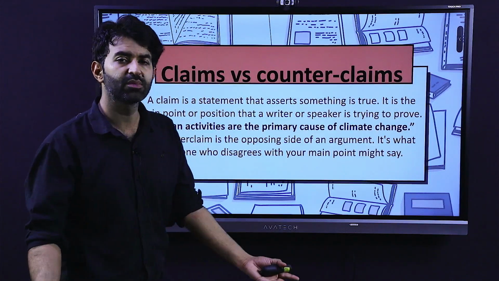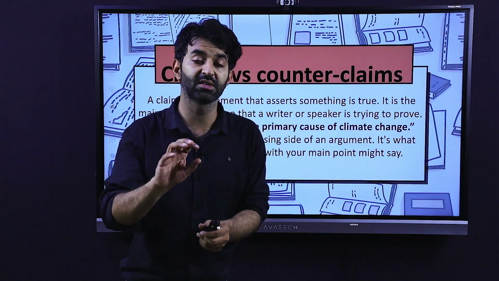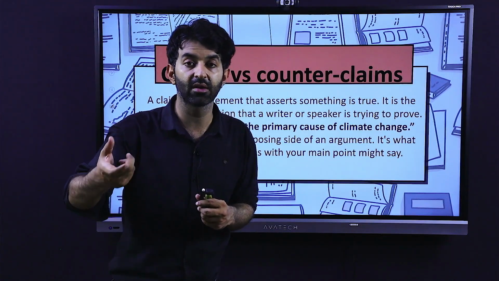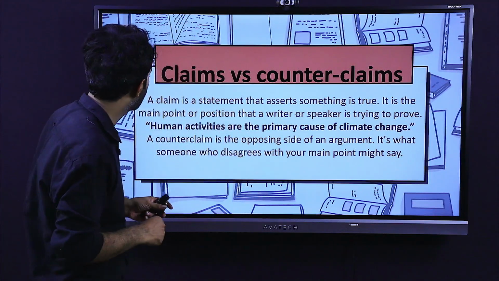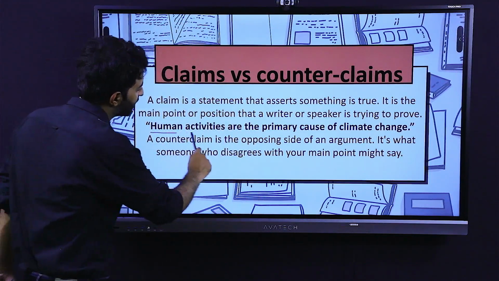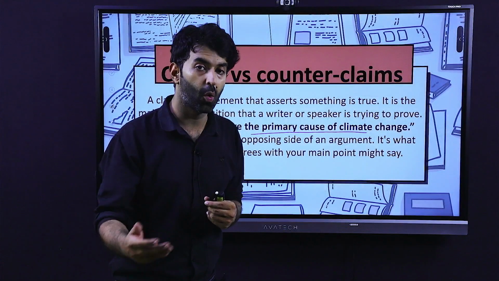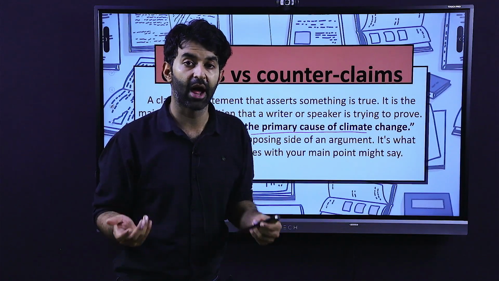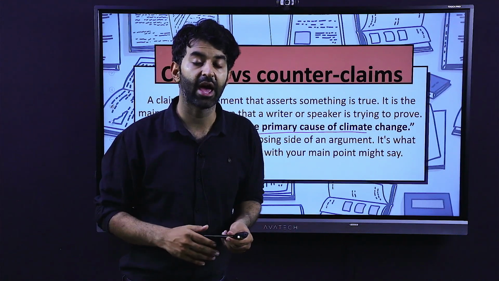Now, claims and counterclaims. We talked about claims. They are the assertions, statements that we make, and counterclaims are the claims that are made against our claim. For example, if I'm saying that human activities are the primary cause of climate change, this is my claim. And if somebody would say, no, the counterclaim will come. The counterclaim would be like, climate change is a natural process. Humans have nothing to do with it.